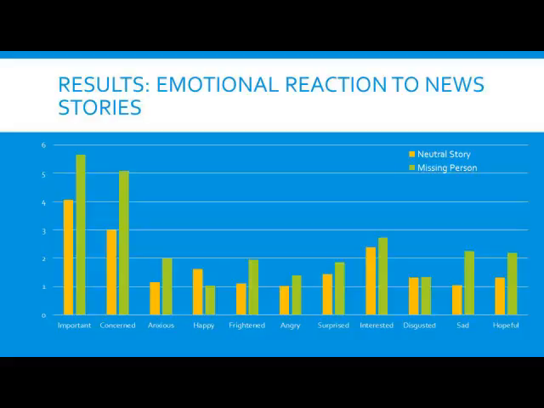As you can see here, participants rated the missing persons news alert as more important, concerning, sad, and frightening than the neutral story that participants also viewed. These ratings were on a 7-point scale, so we can conclude here that people sympathized with the missing persons story, especially when they thought it was real.